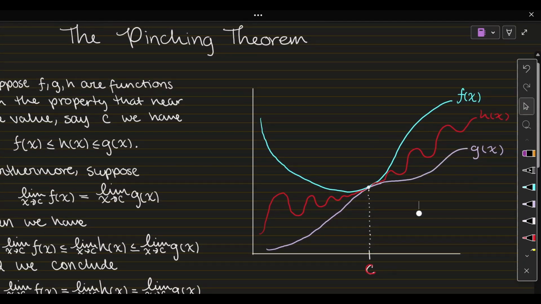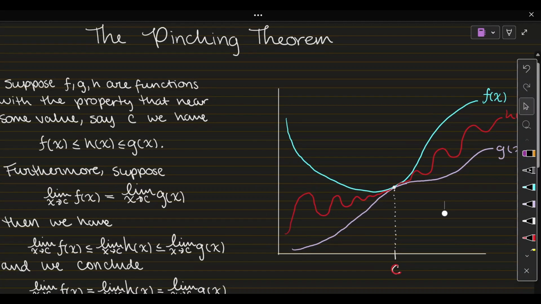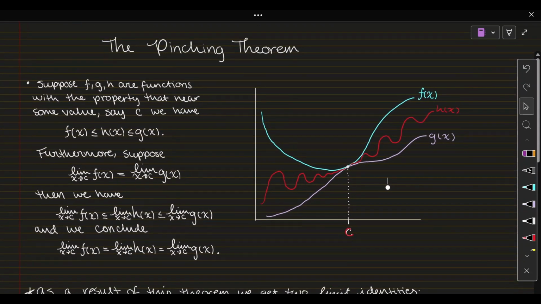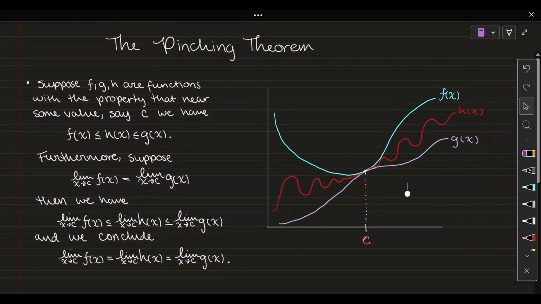So the limit as x goes to c of h of x must have been between the limits of f of x and g of x. But if the limits of f of x and g of x are equal, we must have that the limit as x goes to c of h of x is equal to both of them, right? So our idea is h of x is being pinched between f of x and g of x. And so that allows us to say something about the limit as x goes to c of h of x that we may not have been able to otherwise.